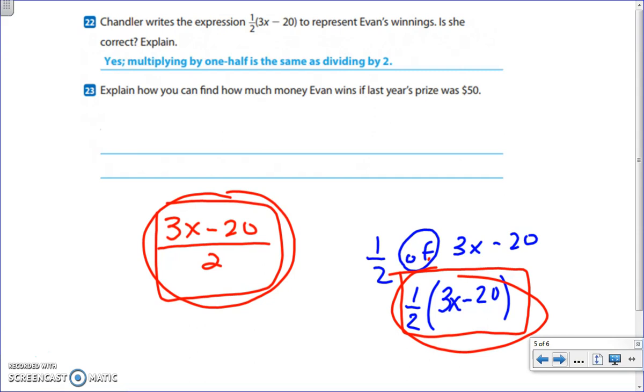Okay. So it says to explain how you can find how much money Evan wins if last year's prize was $50. Ooh, tricky. Okay, so if we were going to use this problem, we would actually have to use substitution. We would have to take out the letter, replace it with the number 50, and then follow order of operations to solve each part. So in this case, I think we're going to go ahead and use the expression that Chandler was using, 1/2 times 3x minus 20, and I'll go ahead and work that out for you here at the bottom.